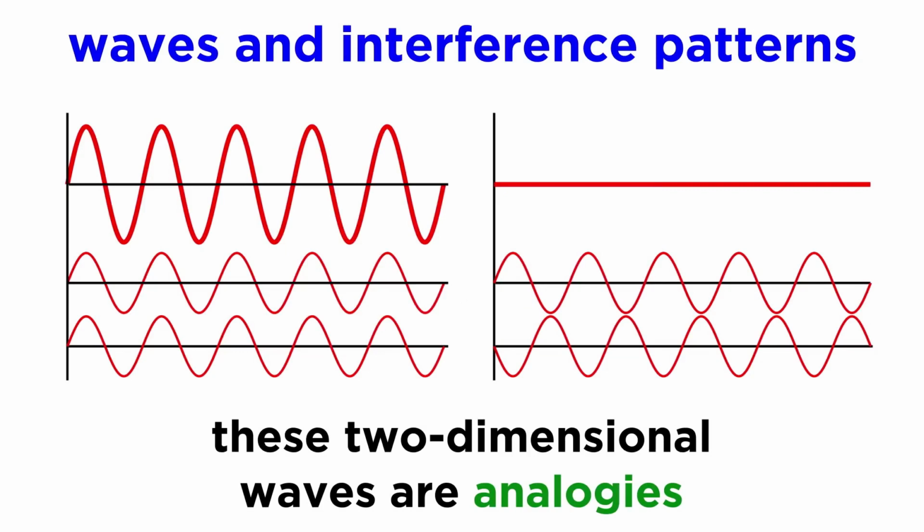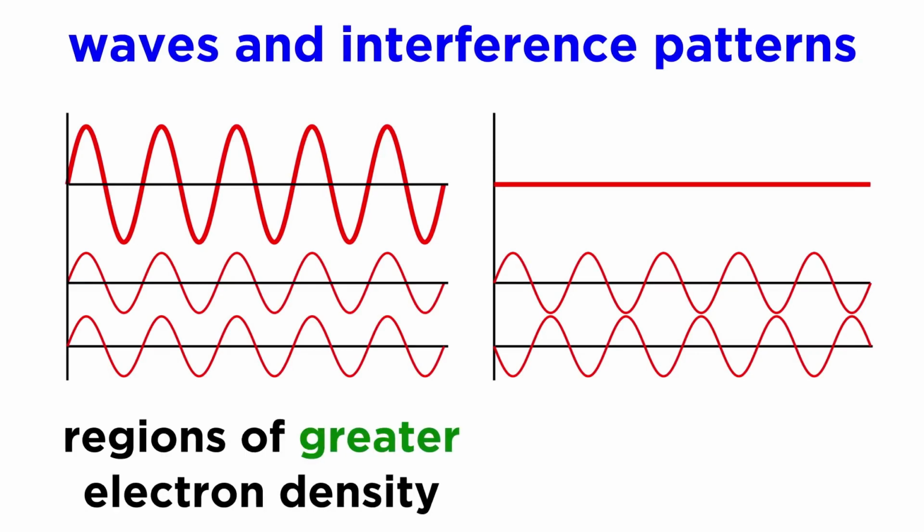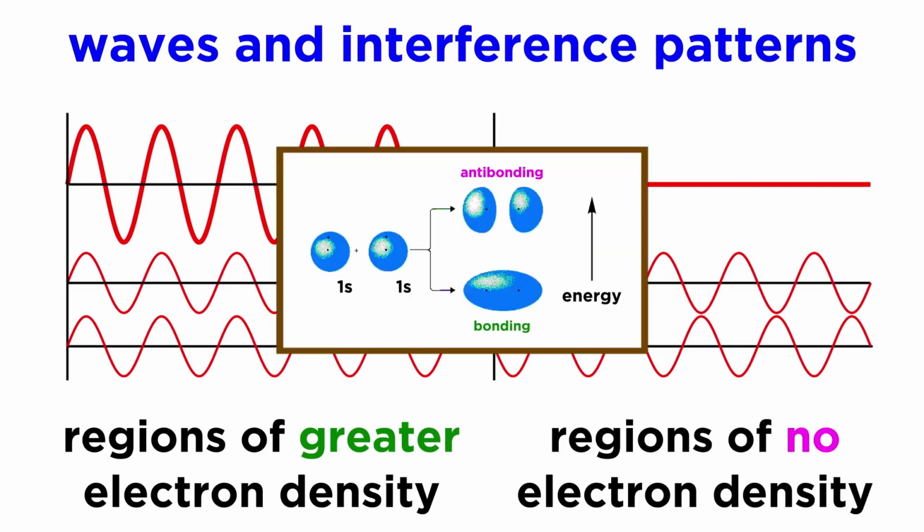For this to make more sense, we simply need to understand that these images of waves are just two-dimensional analogies to help us visualize the type of overlap. Electrons are three-dimensional objects, so the waves are in 3 dimensions, and constructive interference thus results in regions of greater electron density, while destructive interference results in regions of no electron density, which are depicted by these bonding and anti-bonding orbitals.